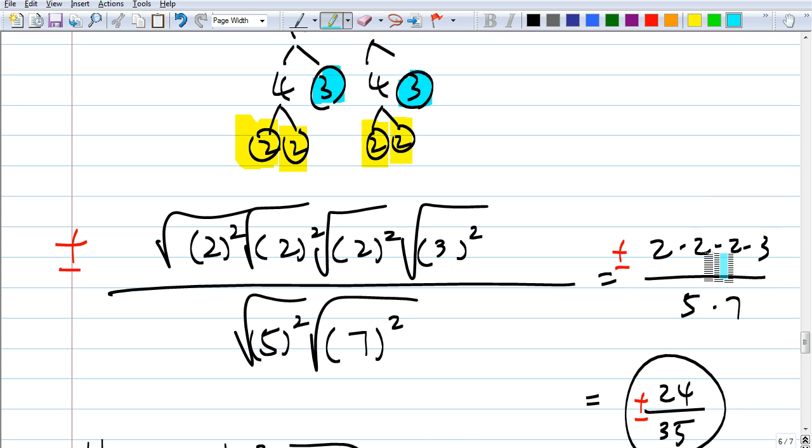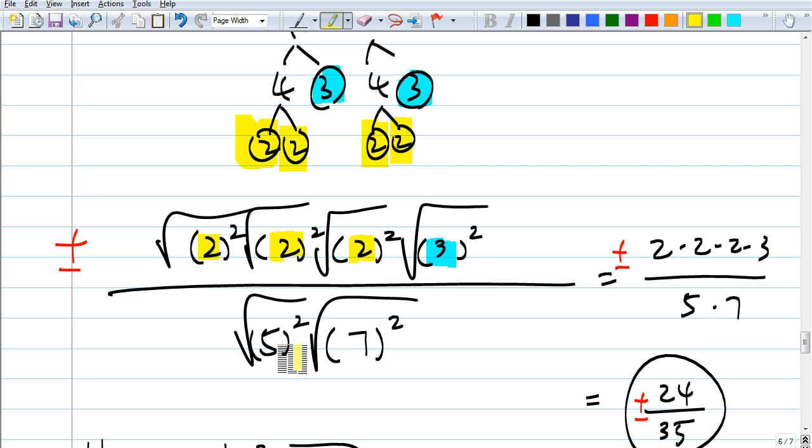Raise your hand. If you didn't, check your work, because you get three of these, 2 to the second power, because you have 6 of these. So this becomes 2 times 2 times 2, and then you get the square root of 3 squared, which is 3, and you get 5 times 7 in the denominator. How many fractions?